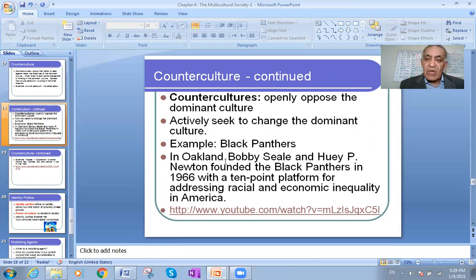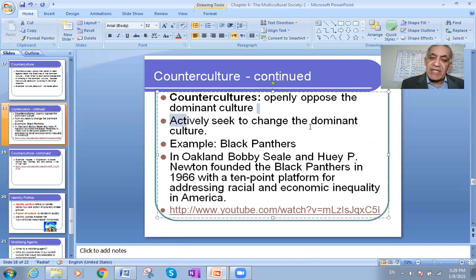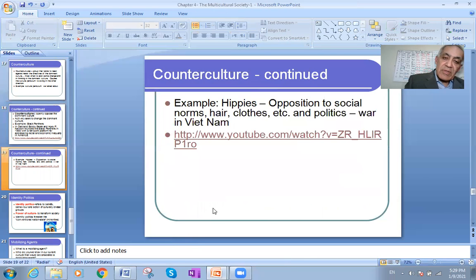Countercultures openly oppose the dominant culture. It's the opposite of the dominant culture. It actively seeks to change the dominant culture. You can look at some examples of countercultures.